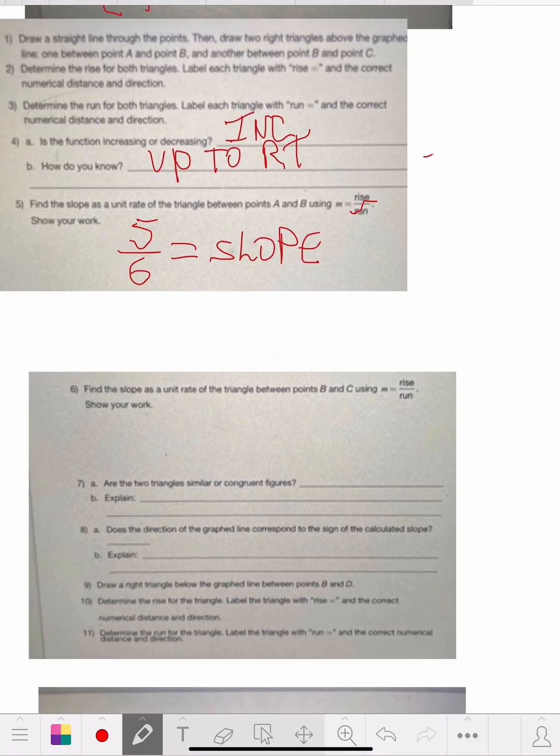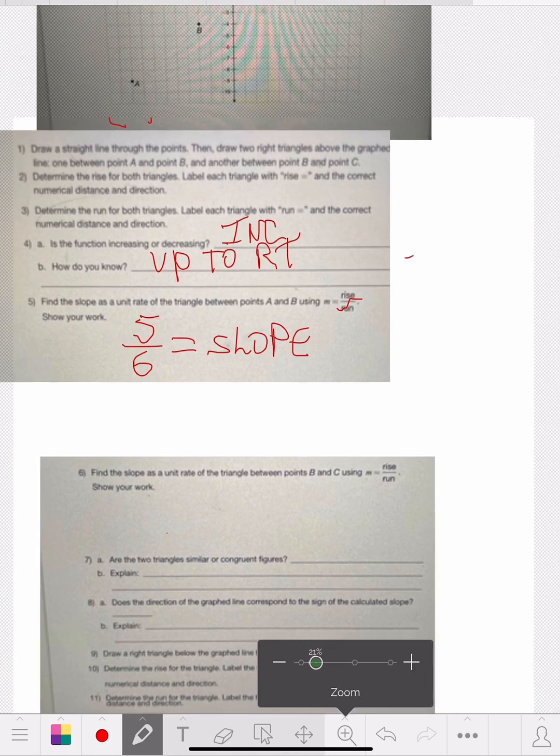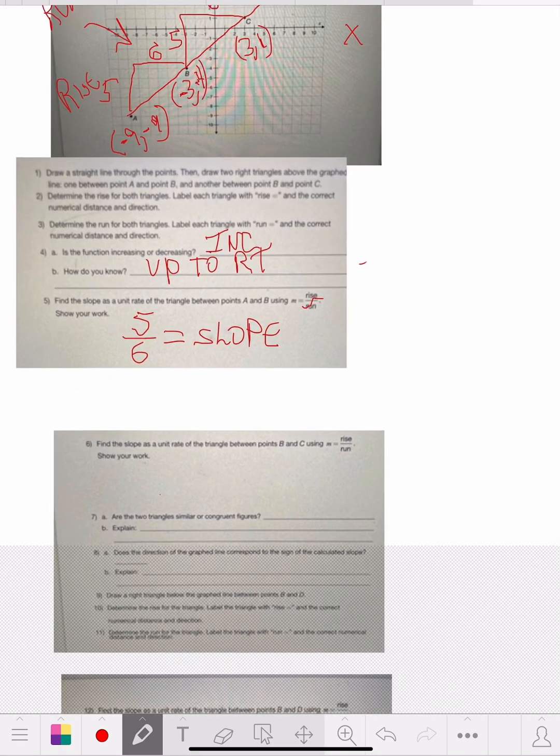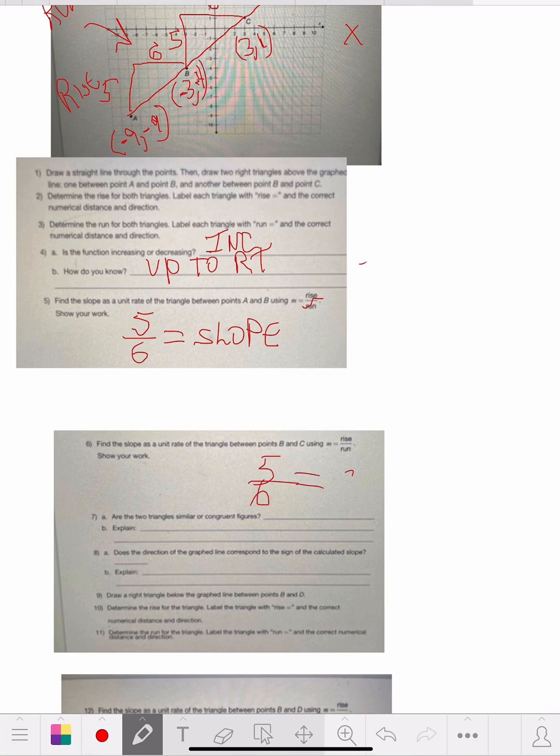Now it says find the slope. B and C they want. Well, hey, I just know it's 5 over 6. It's the same thing, because I wrote it down already. So I'm a little ahead of myself. I like to be ahead of myself anyway. 5 over 6 equals slope. Wow, they get the same one.